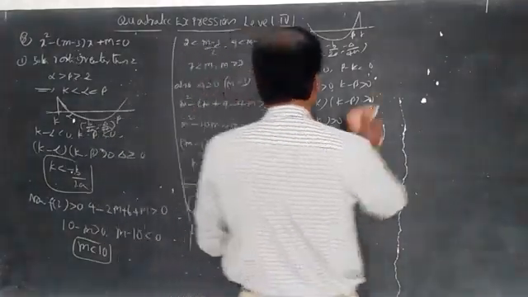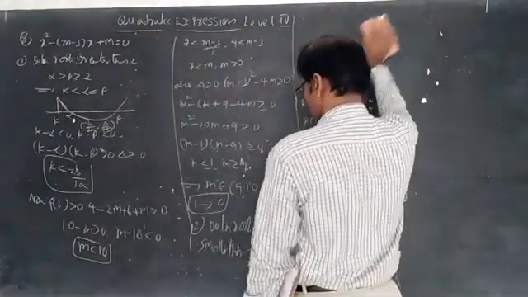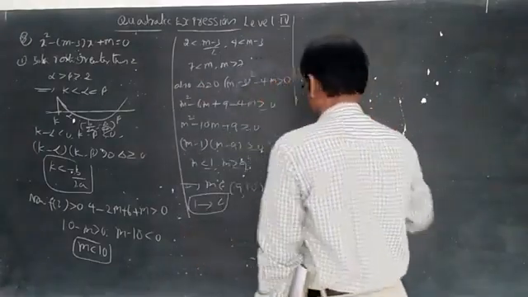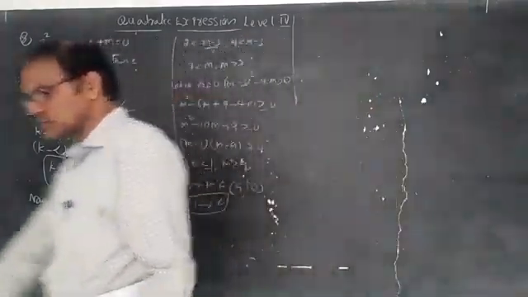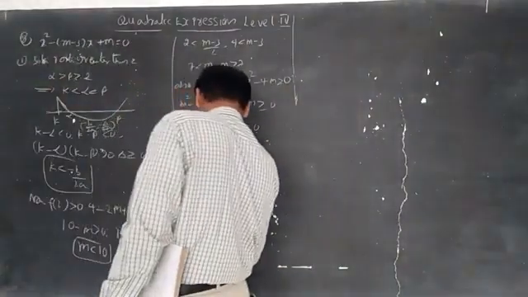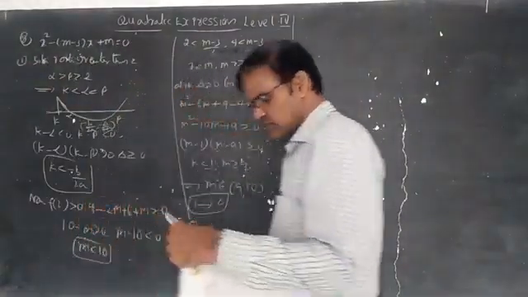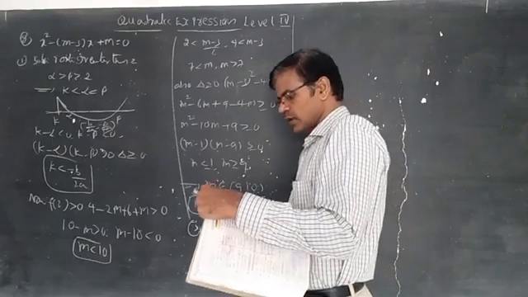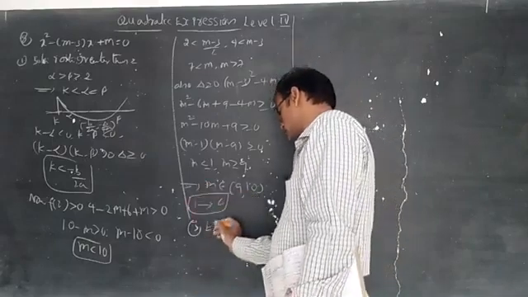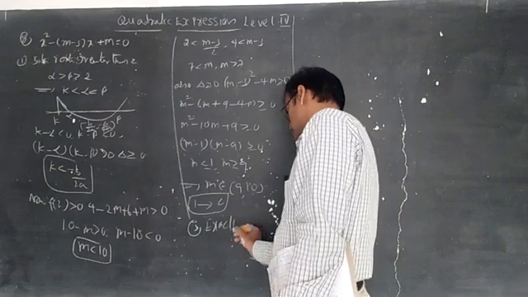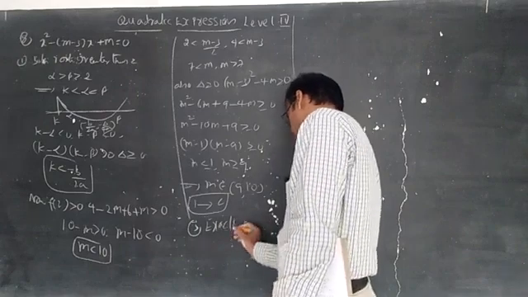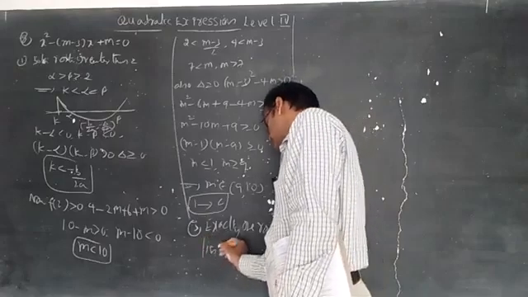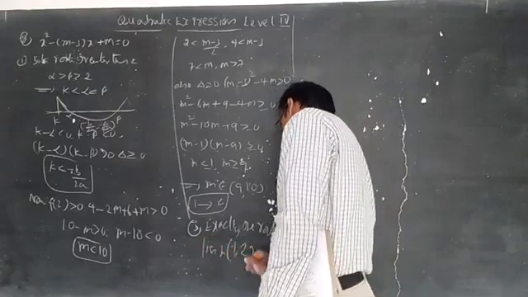Third one, no use by using the second one. Using location of roots. Let us discuss the third one. Exactly one root lies in 1 comma 2. Exactly one root lies in 1 comma 2.